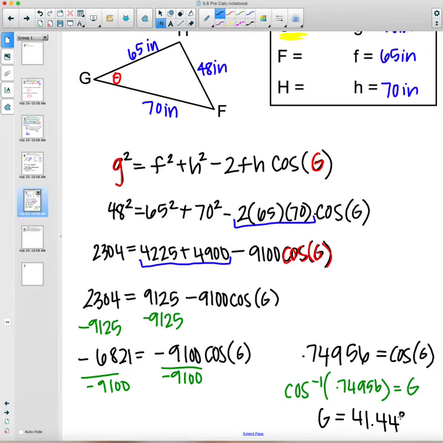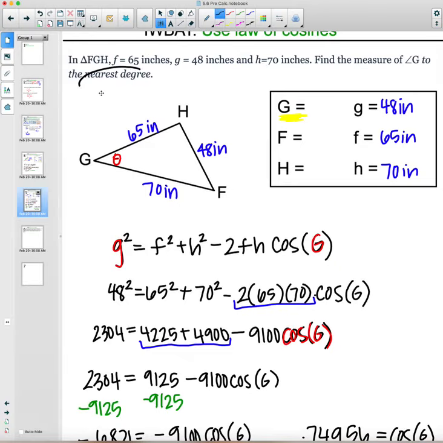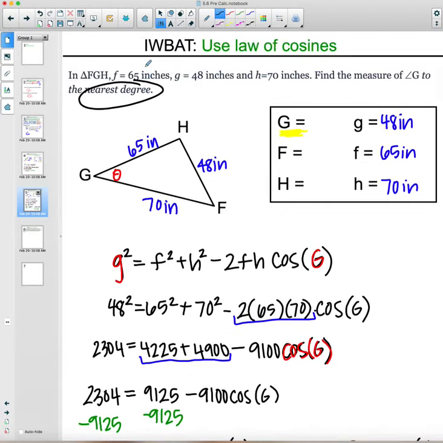41.44 degrees. So then again, take a look at what the question wanted. It wants to the nearest degree. Okay, so we had 41.44, which rounds to 41 degrees.